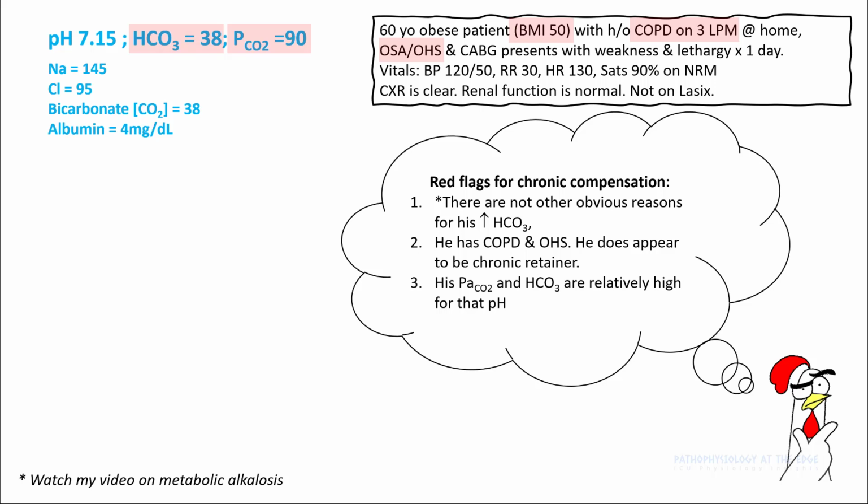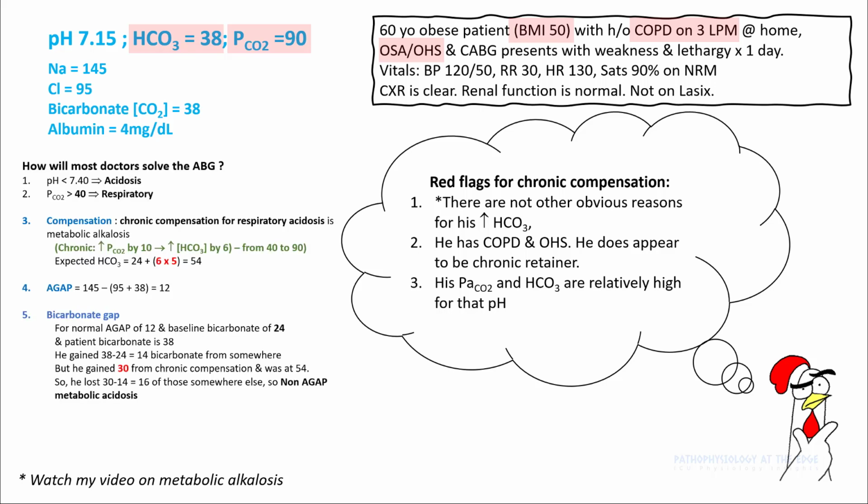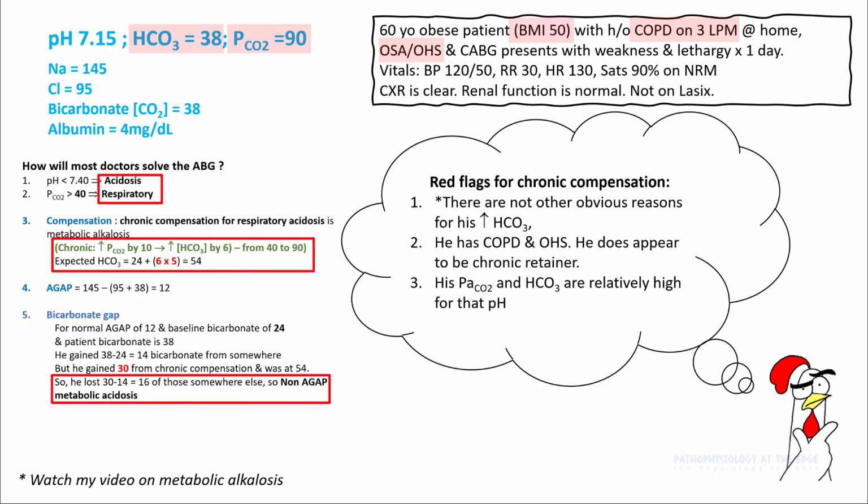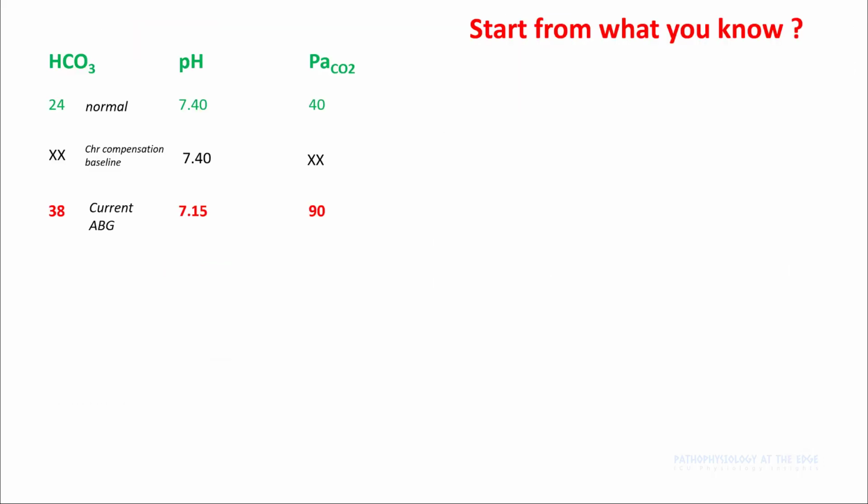So you might be dealing with a patient with chronic compensation. If you solve the ABG using your 5 steps, you will end up diagnosing it as acute respiratory acidosis with some chronic compensation and a non-anion gap metabolic acidosis. So let's see how to approach this ABG.